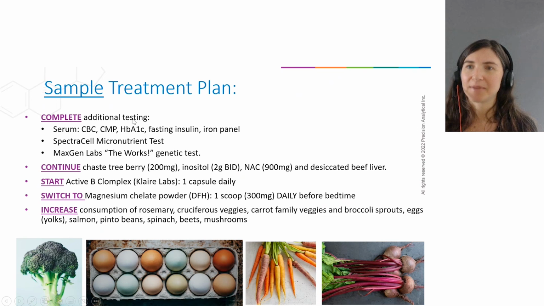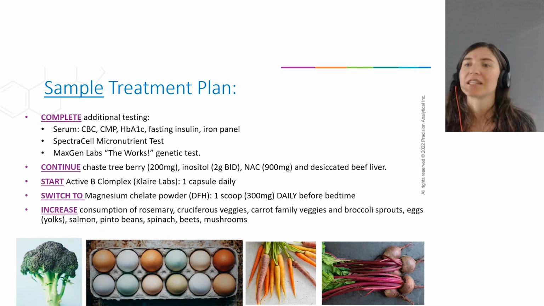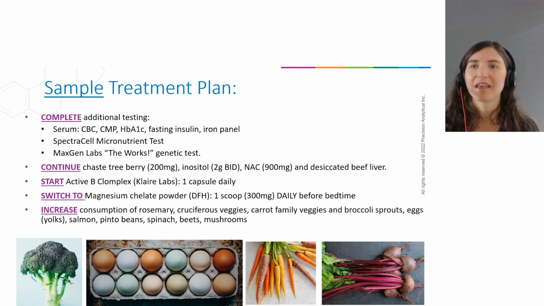All right, so here's some extra testing, CBC, CMP. We're going to look at her blood sugars, because usually with PCOS, it's the dysregulated blood sugars and the high insulin that can lead to elevated androgens and oftentimes, in effect, elevated estrogen. I'm going to do a SpectraCell micronutrient test just to see where her nutrient status is. And then I'm going to do a Max Gen Labs, the Works genetic test. Talk a little bit more about that. And have her continue these. These can be great for PCOS.